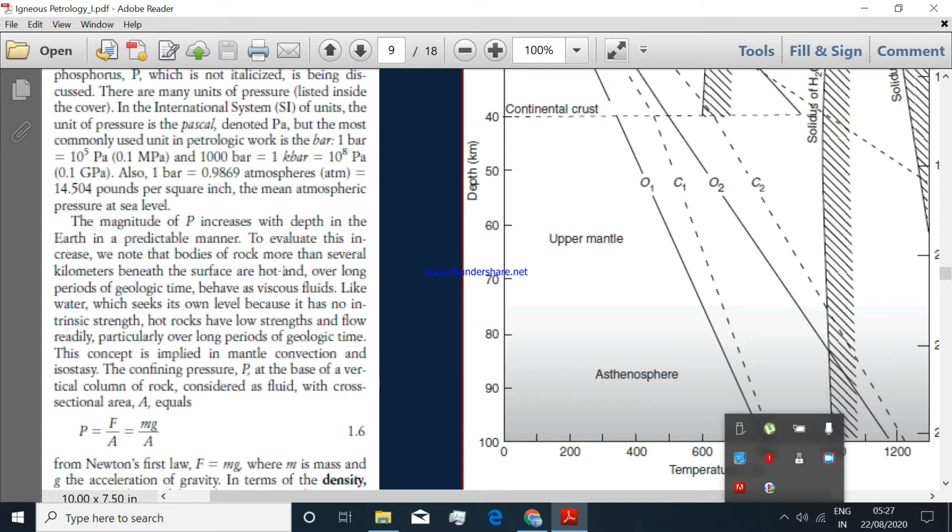To evaluate this increase, we note that the bodies of rock more than several kilometers beneath the surface are hot and over long periods of geologic time behave as viscous fluids, like water, which seeks its own level because it has no intrinsic strength. Hot rocks have low strengths and flow readily, particularly over long periods of geologic time, and this concept is implied with mantle convection and isostasy.